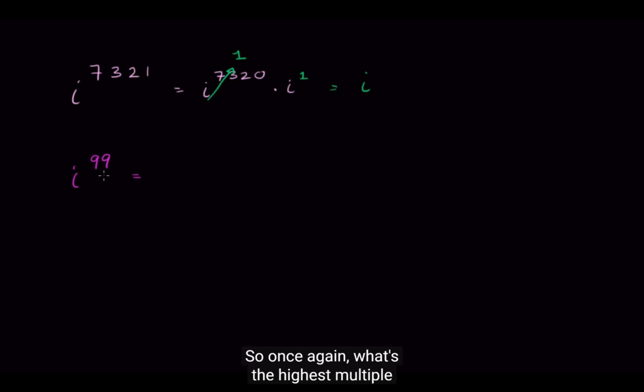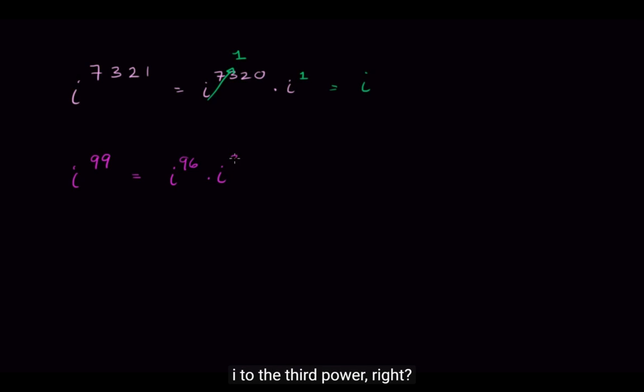So once again, what's the highest multiple of 4 that is less than 99? It is 96. So this is the same thing as i to the 96th power times i to the third power, right? If you multiply these, same base, add the exponents, you would get i to the 99th power. i to the 96th power, since this is a multiple of 4, this is i to the 4th, and then that to the 24th power, so that's just 1 to the 24th, so this is just 1, and then you're just left with i to the third power.